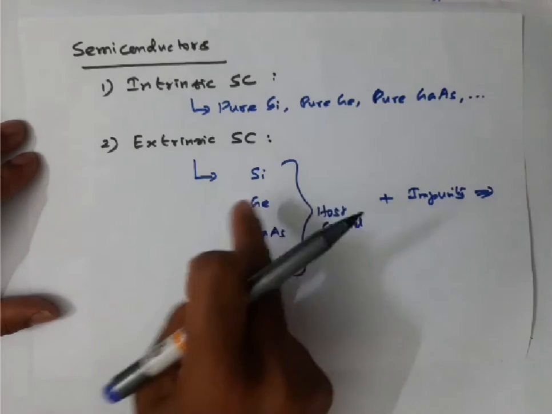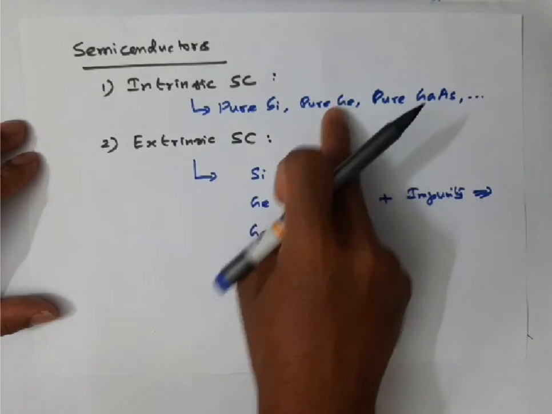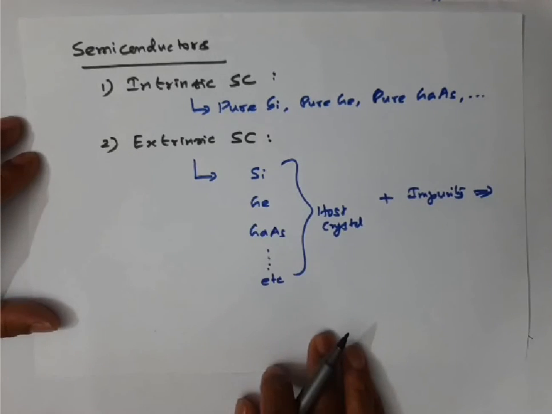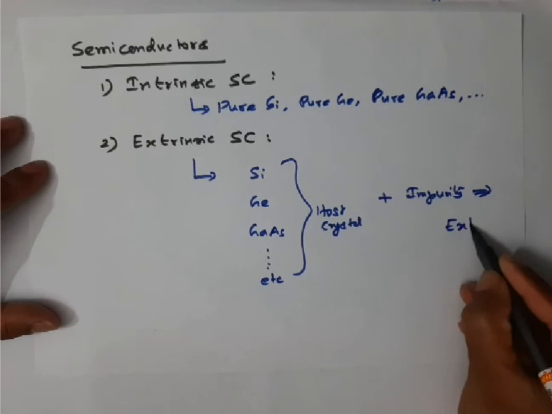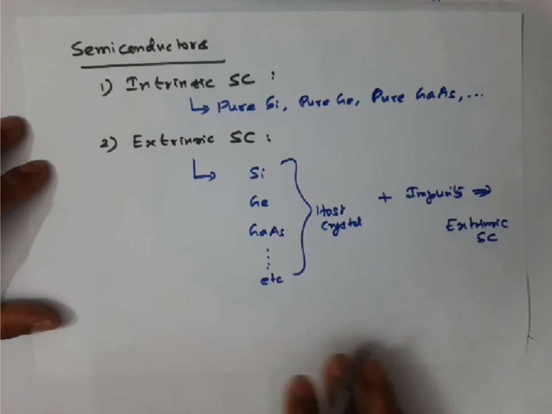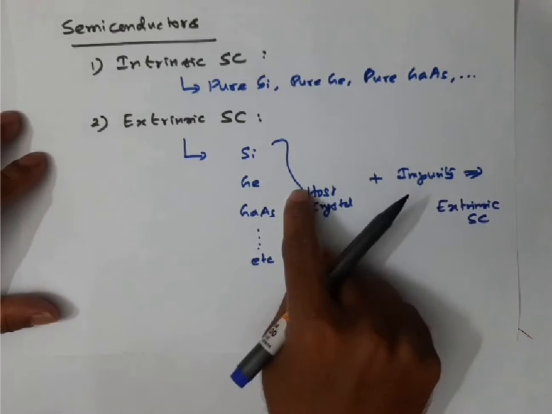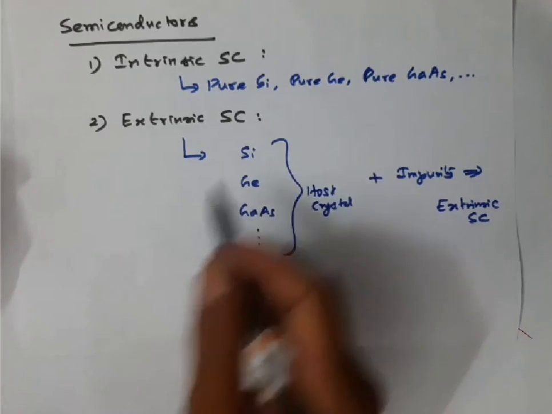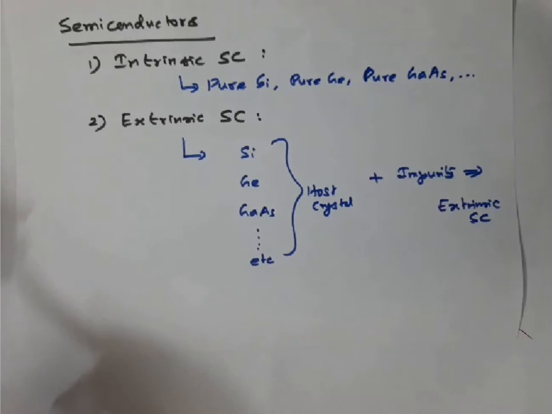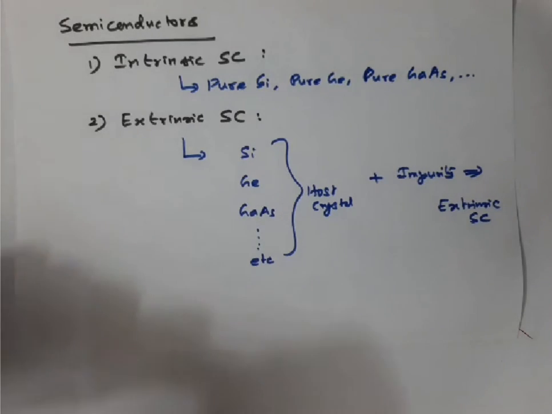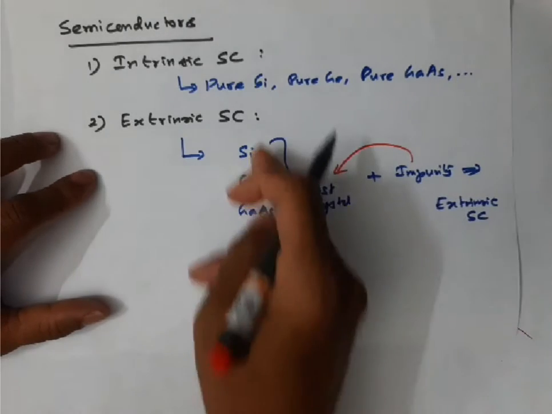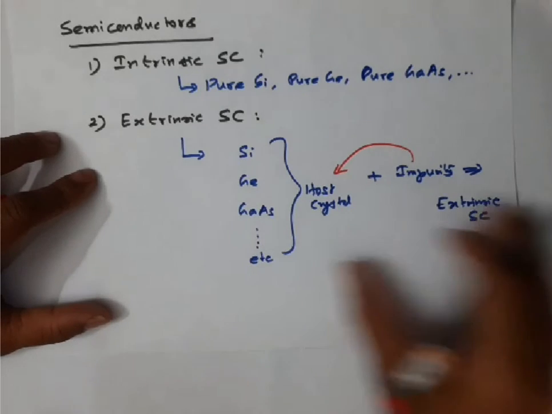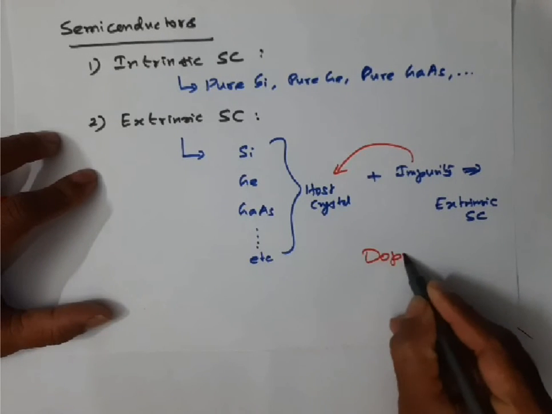So if you take only this material, it is called intrinsic. But to this material, if you add any impurity, you will get extrinsic semiconductor. Addition of impurity to pure elements or pure compounds is what we call doping. Addition of impurity to pure elements to create extrinsic semiconductor, this process is called doping.